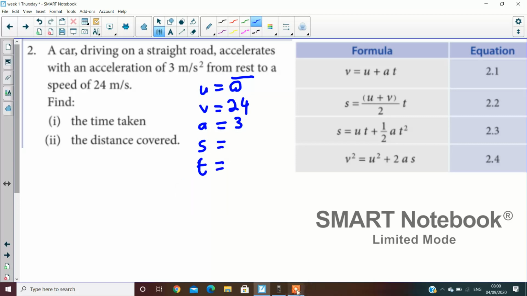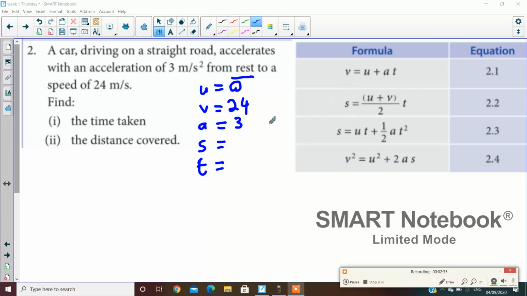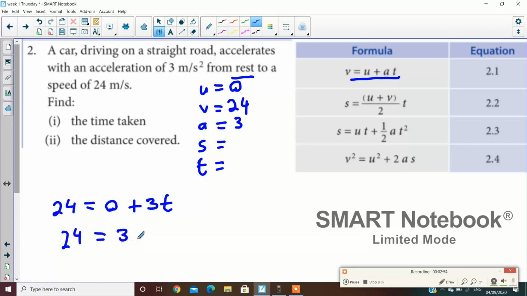Pick a formula and use it. All right, we have U, V, and A. Looking for T, I suggest using the first formula. So 24, V equals U plus AT, 0 plus 3 times T. So 3T equals 24, is it? And then your time is 8 seconds. Cool. All right, find your S value now.